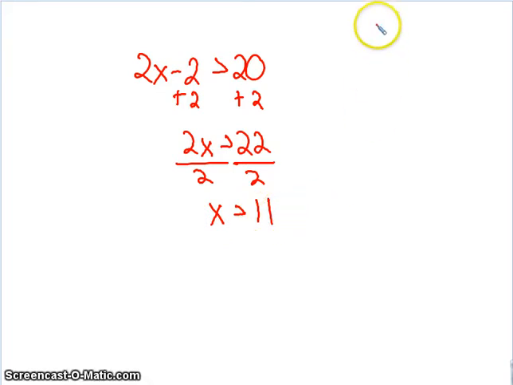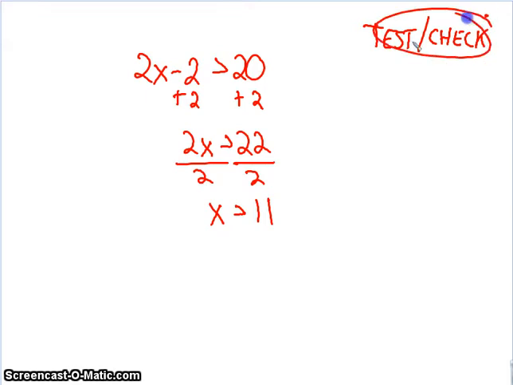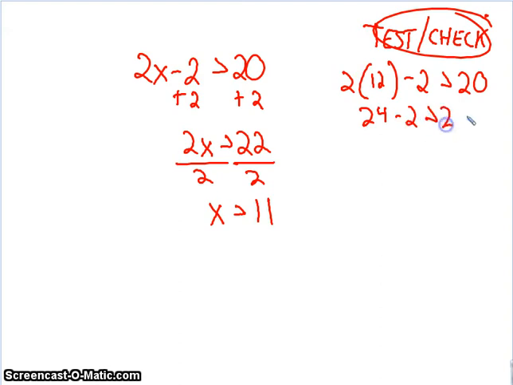So if I want to test it, aka check, I'm going to pick a number bigger than 11. So I'm going to plug in 12. 2 times 12, because I'm pretty sure that 12 is bigger than 11. So that's 24 minus 2. 22 is greater than 22. Sorry, 20. Check. Yay, it works. Rejoicing in the streets.